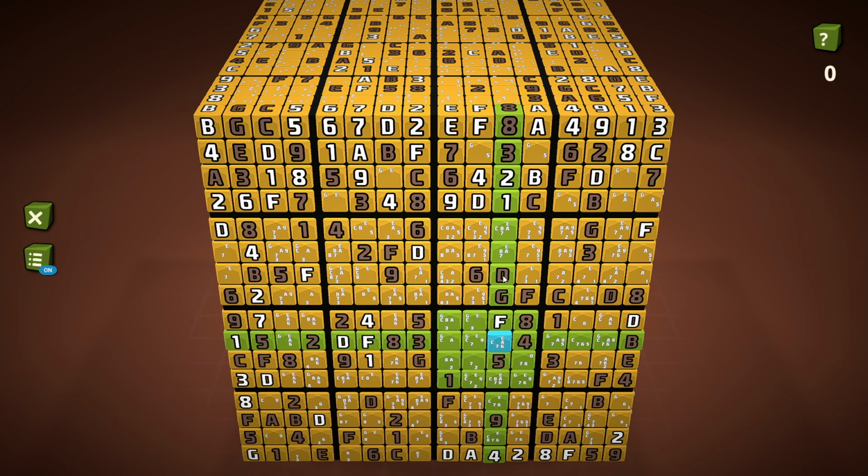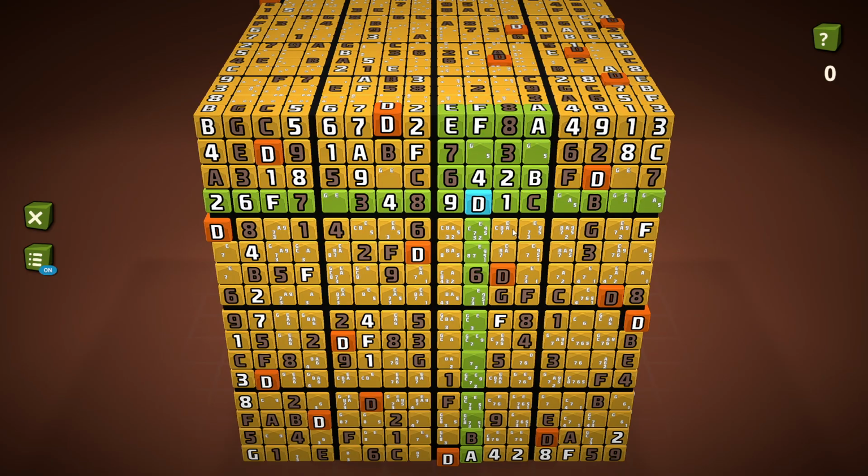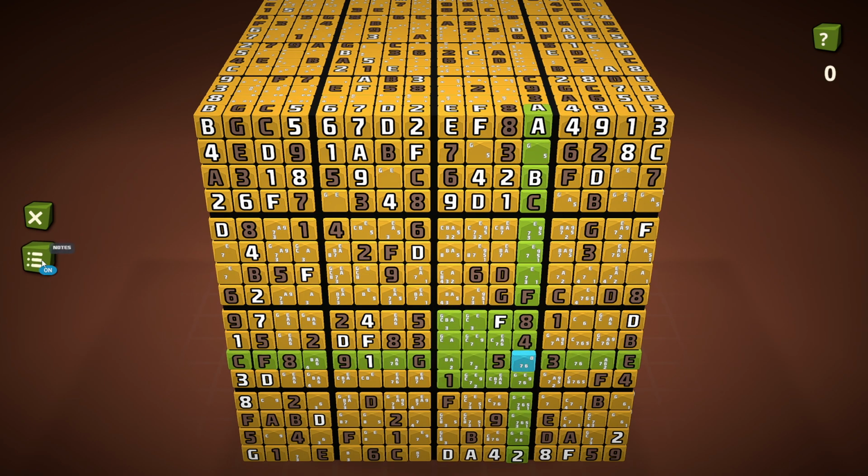Well, something's looking promising down here. It can't be the middle, can't be the left, so it has to be the right row, can't be the bottom. So it has to be that one. Is that all the D's? Yep, all the D's on this side. Sweet.